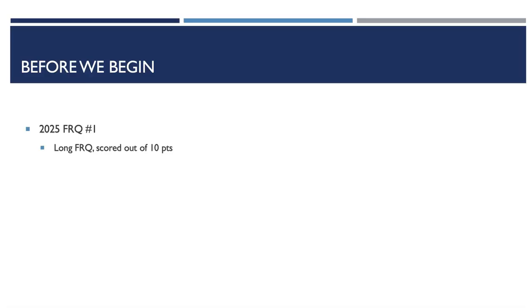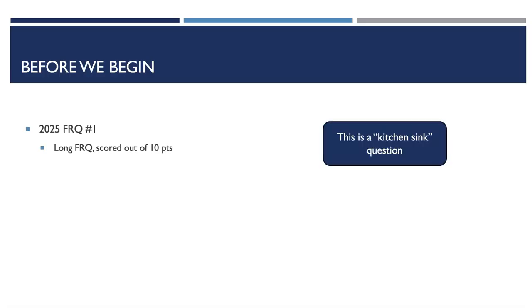As we get started, let's talk about free response question number 1. It's one of the long free response questions, and that means it's scored out of 10 points. It is a kitchen sink question. You'll see that as we go through it. It covers a variety of topics.